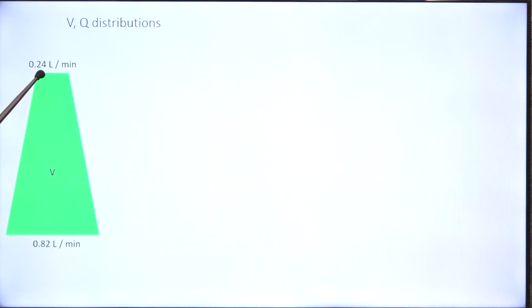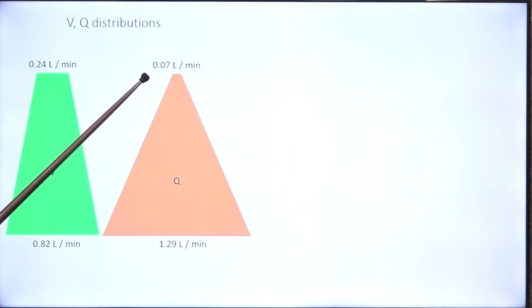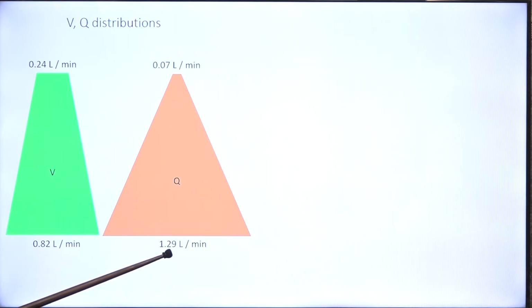Let us see how ventilation and perfusion are distributed from the apex to the base of the lung when you are in the standing position. Ventilation is less at the apex and more at the base. This is about 0.24 liters per minute in a reference adult male with a tidal volume of 500 ml, whereas in the base, ventilation is about 0.82 liters per minute. And if we consider perfusion, again it is less at the apex and more at the base. Those are the values for blood flow through the lungs in the apex and the base.